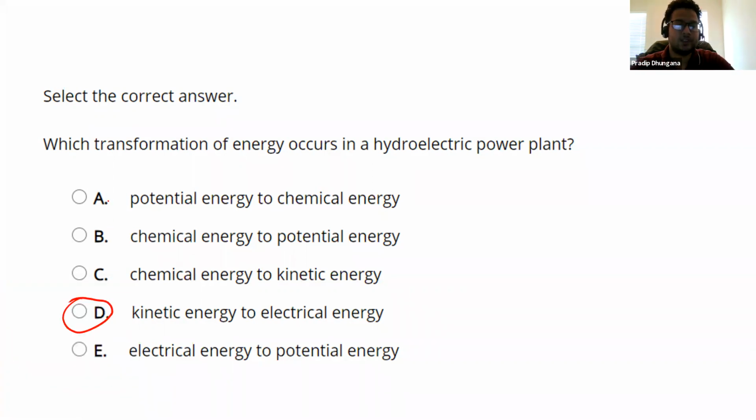Then you can see here potential energy. In any of those cases, chemical energy is not associated with a power plant. Think about a battery that you use in your daily life for any purpose. At that time, chemical energy is converted to another form of energy, so we don't have chemical energy here. And the last one, electrical energy to potential energy, is also wrong. Now let's go to the next question.